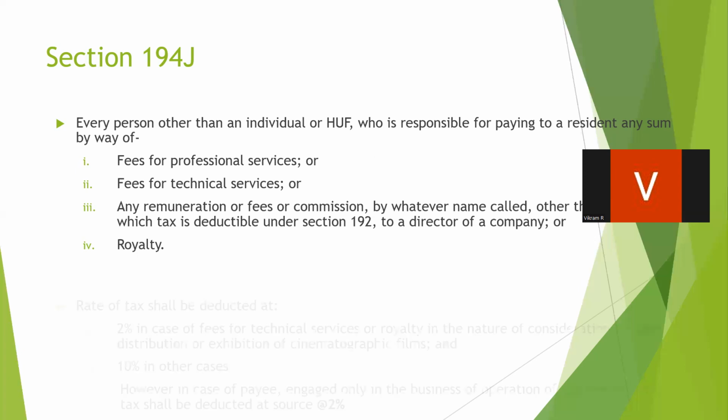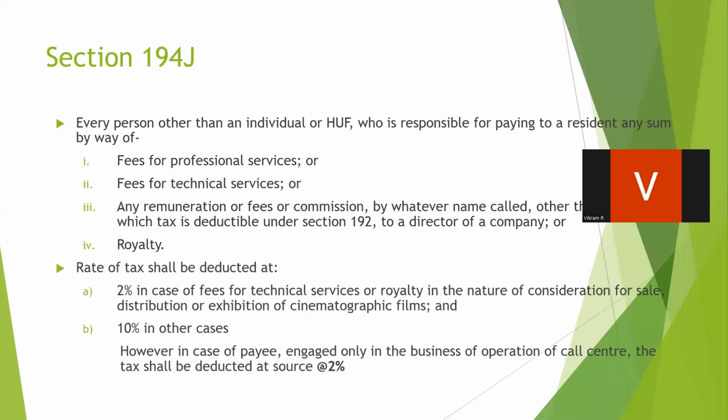So next, the rate of tax shall be deducted at 2% in the case of technical services or royalty in the nature of consideration for sale, distribution or exhibition of cinematographic films, and 10% in other cases, that is professional services and royalty. However, in case of a payee engaged only in the business of operation of call center, the tax shall be deducted at source at 2%. That is 2% for technical services and 10% for professional services and royalties.